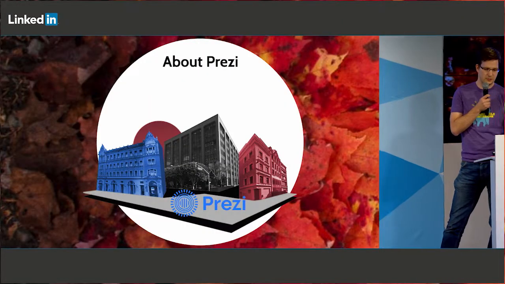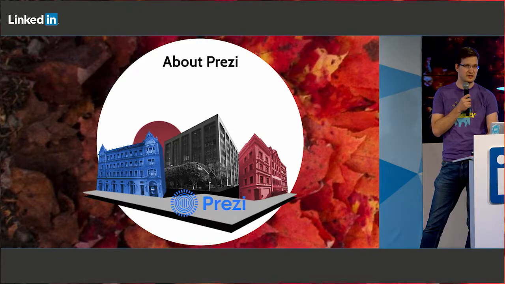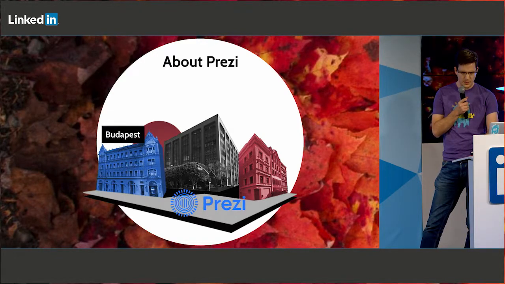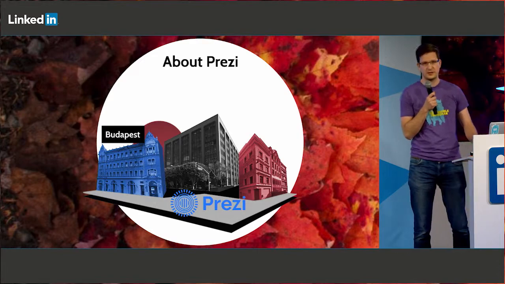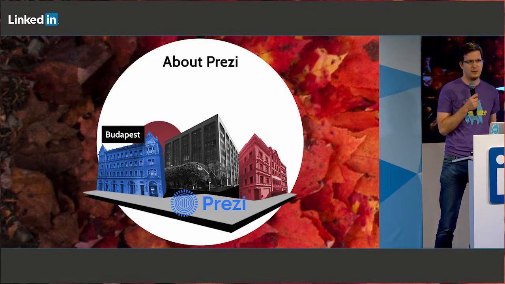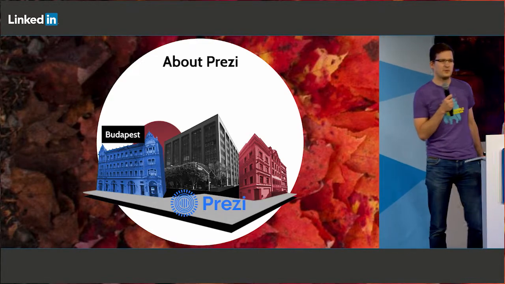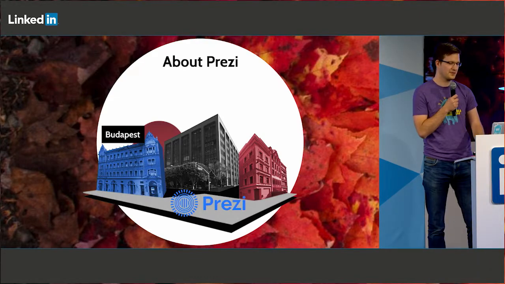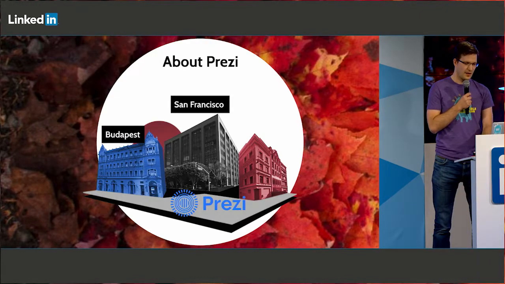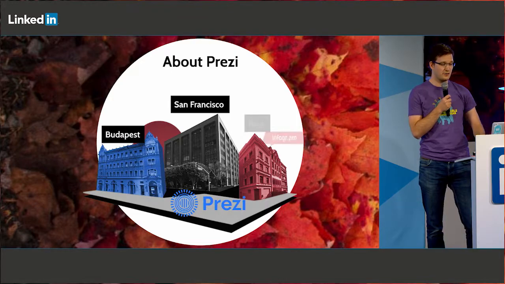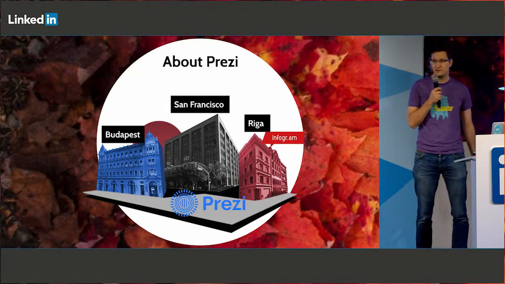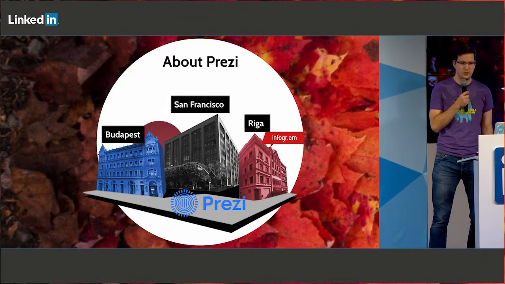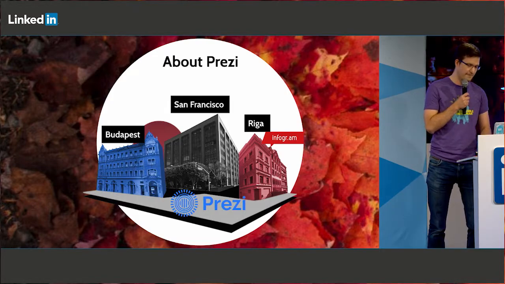Let me give you a few words about Prezi. Prezi was founded in 2009. We started in Budapest, Hungary. And later on, we opened an office here in San Francisco, and basically that's why I'm here. And of course, because I'm giving this presentation about Goblin. And last year, we acquired a data visualization company called Infogram. So since then, we have an office in Riga as well.